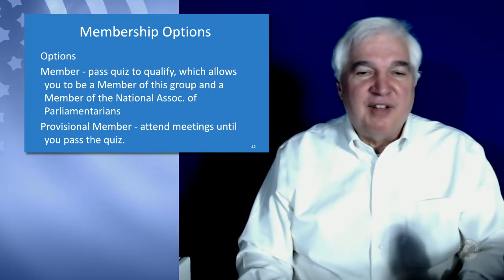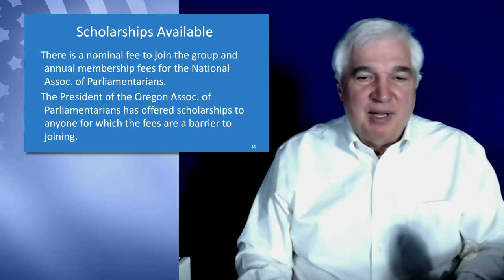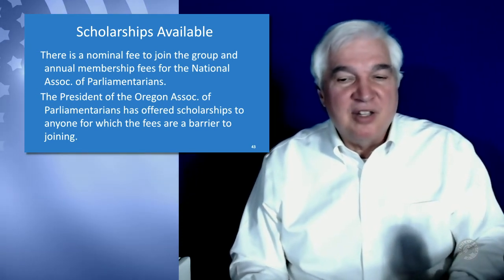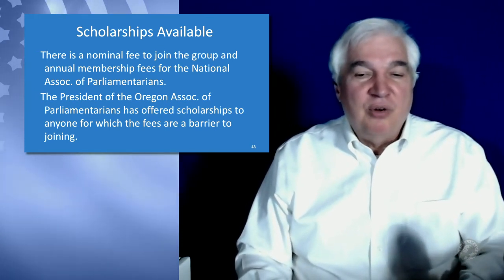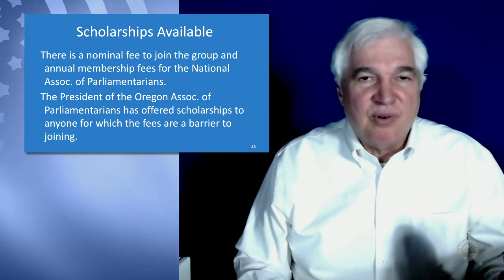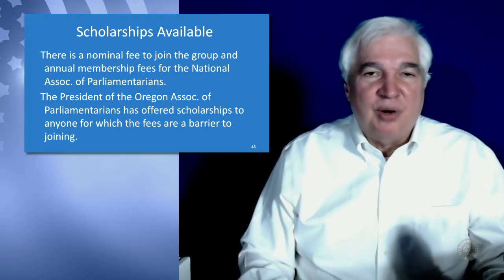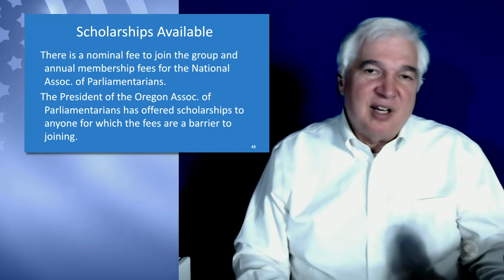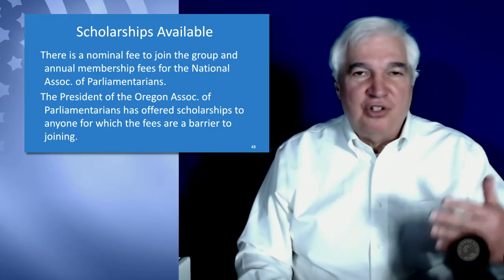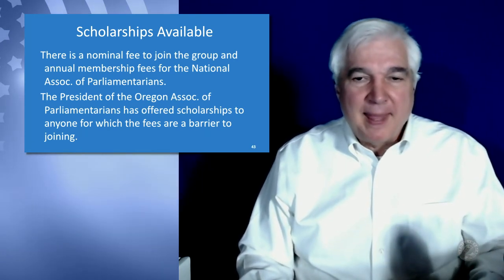There's scholarships available, so there is a nominal fee of $5 to join the group, but the president of the Oregon Association of Parliamentarians has offered scholarships to anyone for which the fees are a barrier to joining. So in addition to the fees for the group, there's also the fees to the National Association of Parliamentarians, and that's where the scholarship kicks in. And that's on a sliding scale. So as you progress through the year, the joining fees are less because you're joining for less than a year.